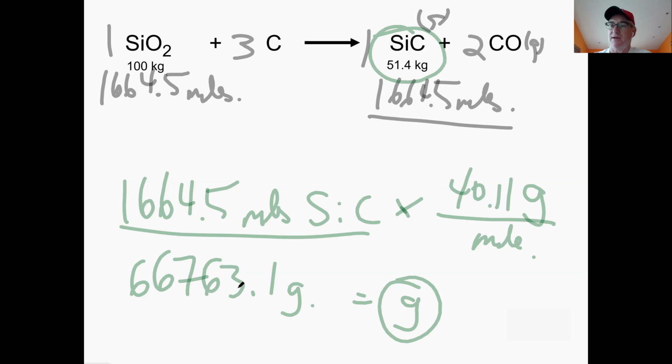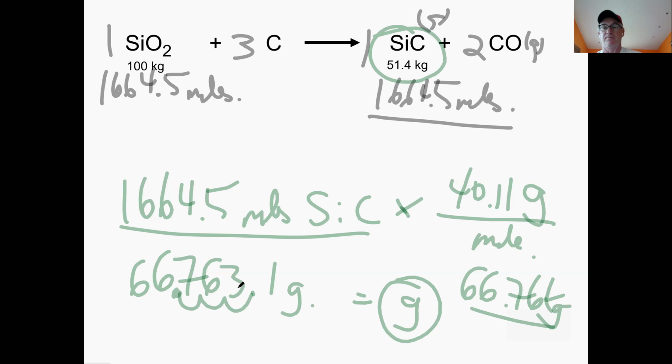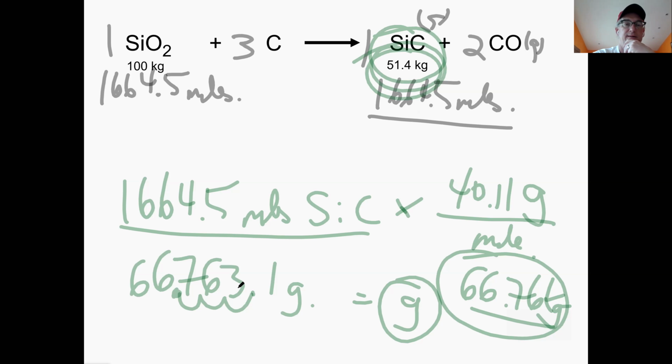We're given our actual amount in kilograms. That's a pretty straightforward conversion, right? We just go 1, 2, 3, because there's 1,000. So our expected yield is 66.76 kilograms. So what is our percent yield? This is our theoretical. This is our actual. What's our percent yield?